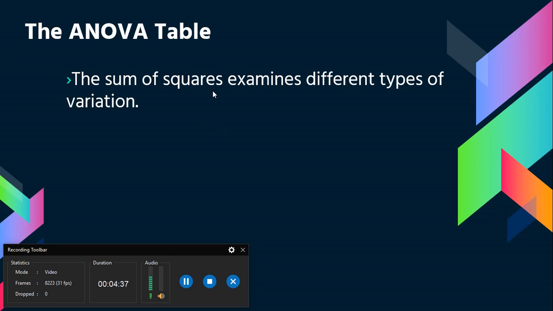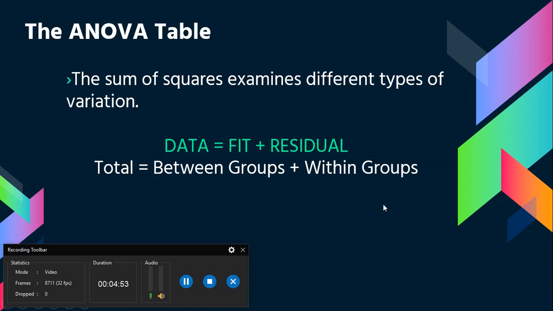Now we want to build our ANOVA table to match the groups. So when we build the ANOVA table, we're looking at the different types of variation that might be present in the model. This is what we've been using now since chapter 10. So the data represents the total variation. The fit is now the variation between the groups, and the residual represents the variation within the group itself.